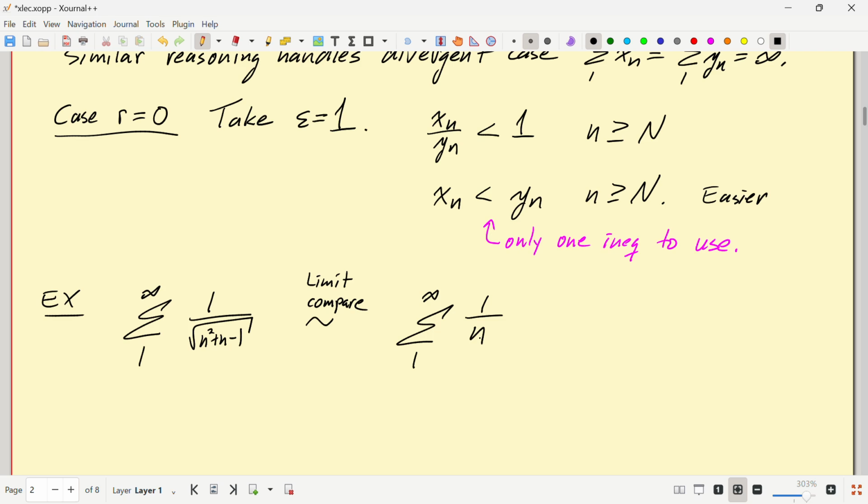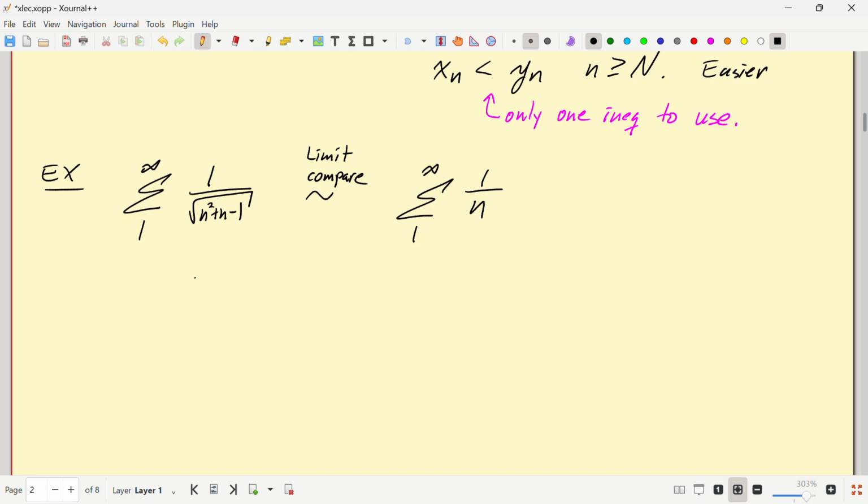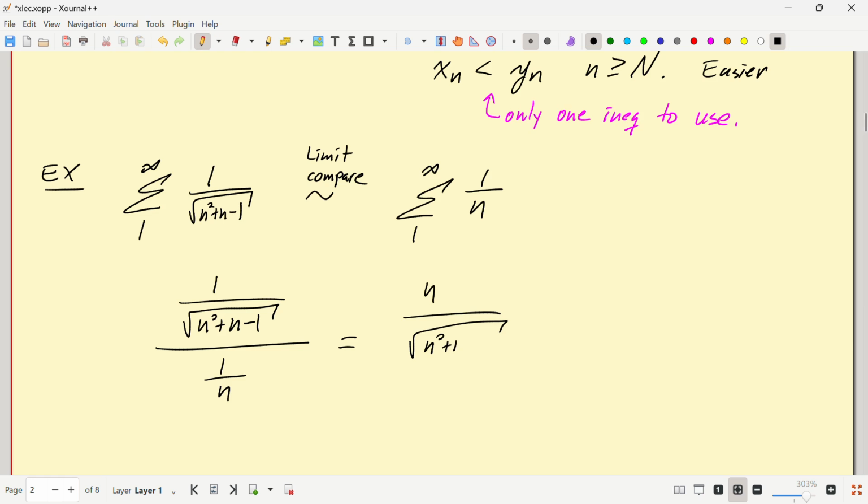That one diverges, so the one I wrote down would diverge. And let's see, how do you do the limit comparison? I would take 1 over the square root of n squared plus n minus 1, divided by 1 over n. That would be n over the square root of n squared plus n minus 1. And then I would multiply the top and the bottom by 1 over n.